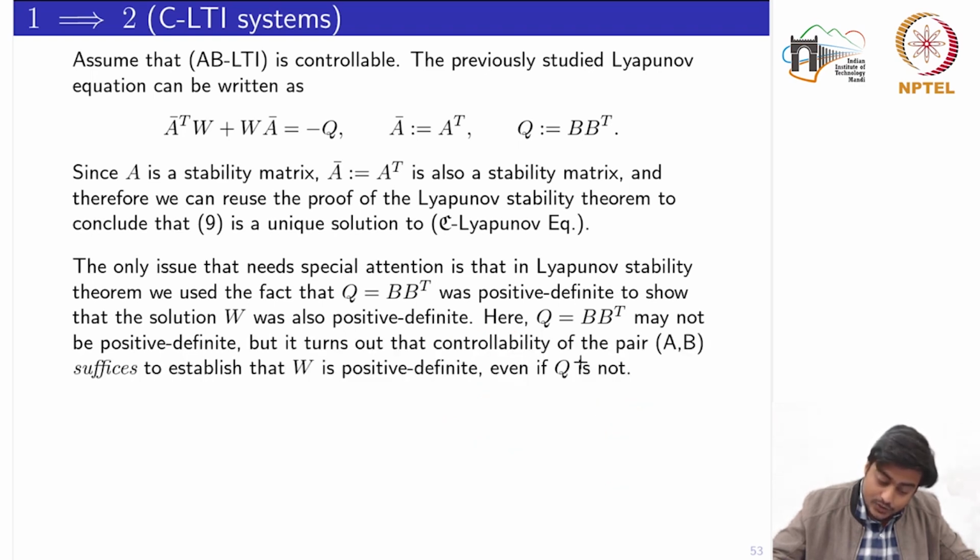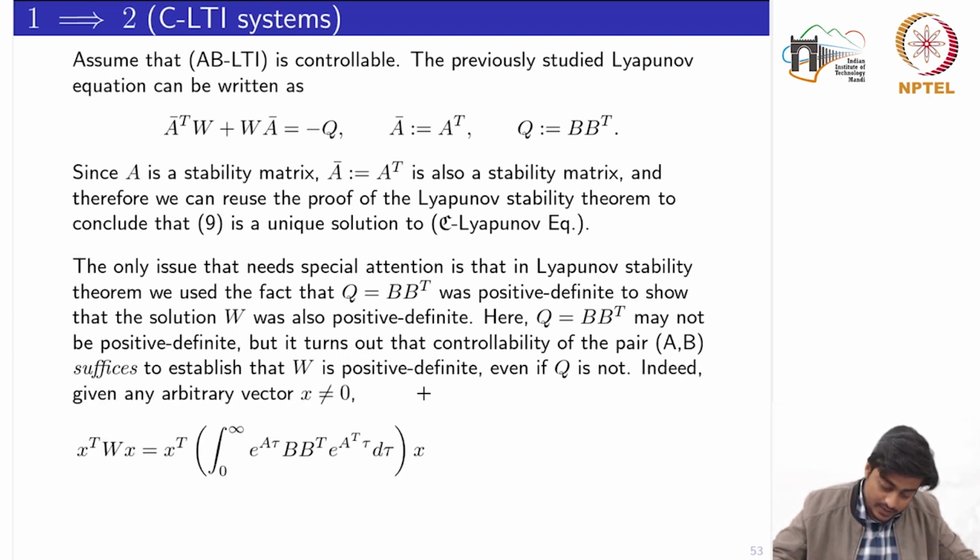But it turns out that the controllability of the pair (A, B), which is already an assumption, suffices to establish that W is positive definite even if Q is not. So this is important here. Let's see how. Indeed, given any arbitrary vector x which is not equal to 0, I write this quadratic form x transpose W x. Here I have used the same W which has been given in the result. We need to prove that W is unique and positive definite and satisfies this Lyapunov equation, in spite of knowing that Q is not necessarily a positive definite matrix.